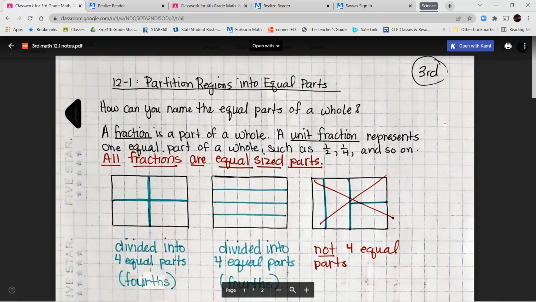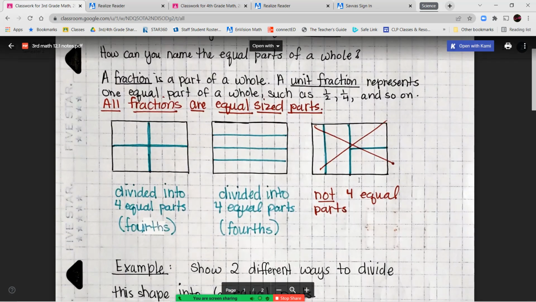Now, one thing you must remember is that all fractions are equal size parts. They must be equal size. So this is divided up into 4 pieces, and this is divided up into 4 pieces. So 1, 2, 3, 4, 1, 2, 3, 4. This one is not in 4 equal pieces, so this one is not broken up into fourths. So this one is in fourths because it's 4 equal parts. This one is in fourths because it's 4 equal parts. This one is not.